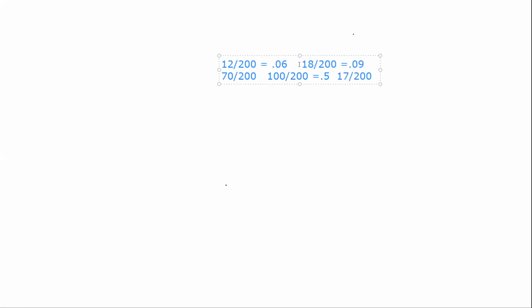I knew we was missing something. Let me do that ratio real quick. 17 divided by 200 gives us 0.085. Now what we can do on this particular sheet here is just multiply them out.